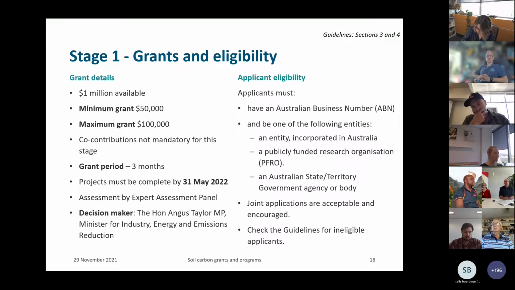We expect that competitive applications will leverage additional investment in the form of cash or in-kind contributions. Co-investment can come from state and territory government grants or project partners, where you offer to provide in-kind contributions such as labour, equipment or materials. You must calculate the equivalent dollar value in your application.